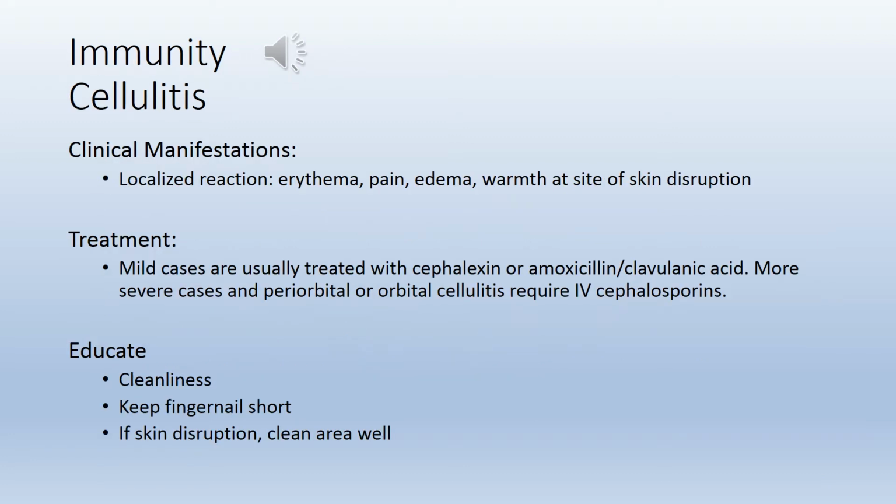Clinical manifestations of cellulitis in a localized reaction will be erythema, pain, edema, and warmth at the site of the skin disruption. Treatment includes, in mild cases, usually cephalexin or amoxicillin clavulanic acid, and in more severe cases, and if it's periorbital or orbital cellulitis, it will require IV cephalosporins.